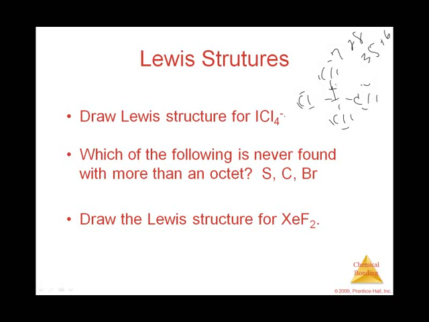That means I have 8, 16, 24, 32. I only have 32, I need 36. The only option here is none of these are CNOPs, right? You can't have a double bond with this chlorine. So what I end up having here is an expanded octet. Put my 2 extra electron pairs here.